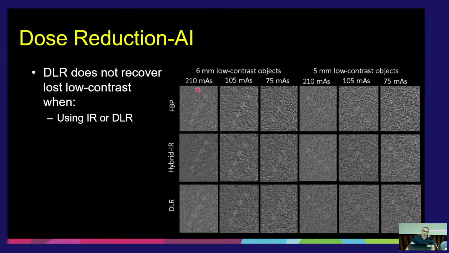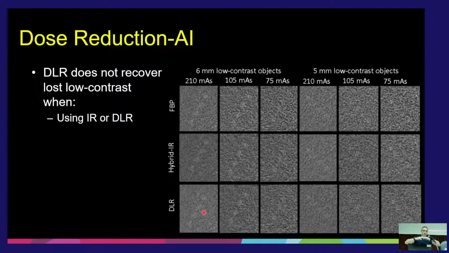The point I'm trying to make is that as I reduced the dose, deep learning reconstruction did not provide low contrast recovery. And the same thing with iterative reconstruction. So that is something that you need to take into account when you are reducing dose. You will never regain that low contrast detectability, because when you reduce dose, you're fundamentally reducing signal on the detector.